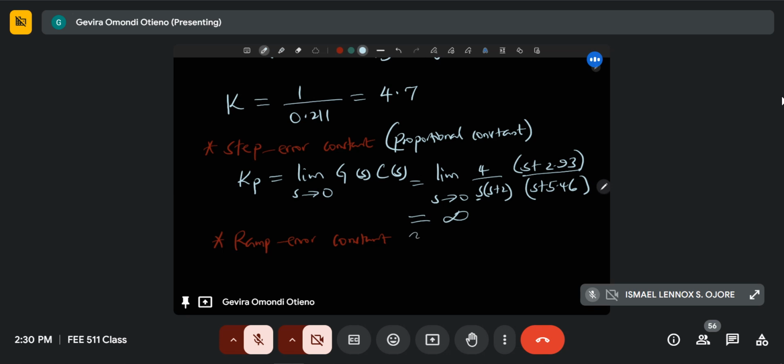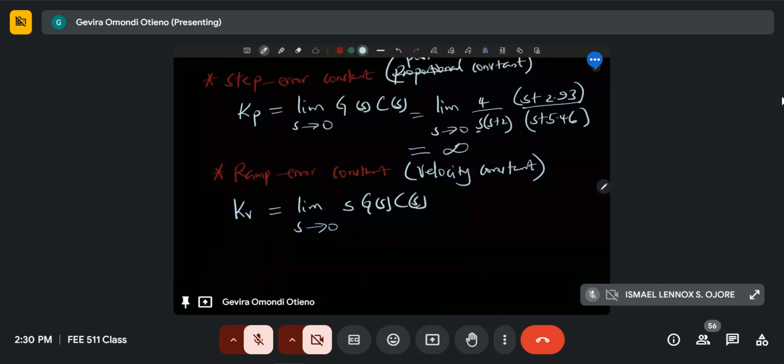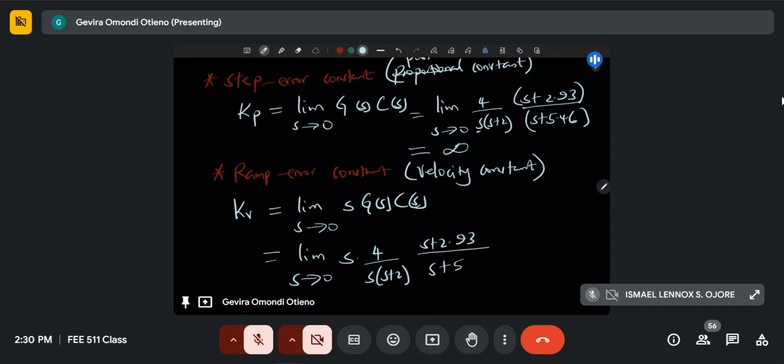Some books will call this, because you know what a ramp function is, it's a velocity constant. I think this should be position constant, not proportional, position constant. Anyway, so the velocity constant here should be equal, you take your limits, s tends to 0 of s, g of s, c of s. This was from your 4th year controls. And so in that case, if you substitute it exactly in our equation, because there's an s here, you will be having something like this, limits as s tends to 0 of s, and then now we add 4 over s into s plus 2, and then s plus 2.93 over s plus 5.46.